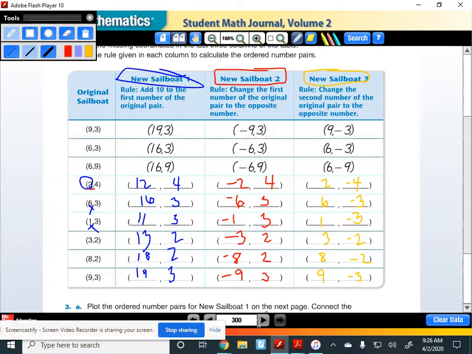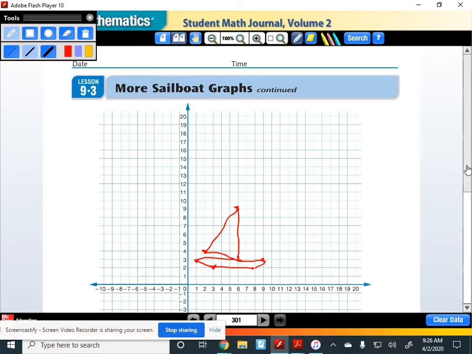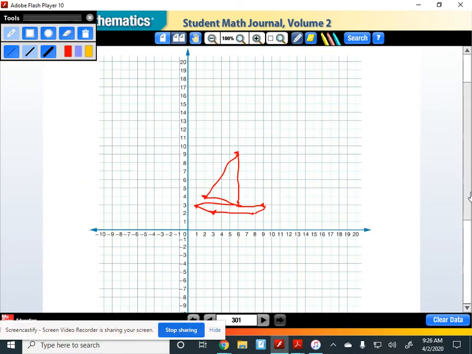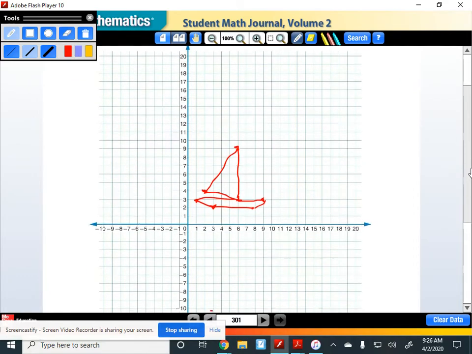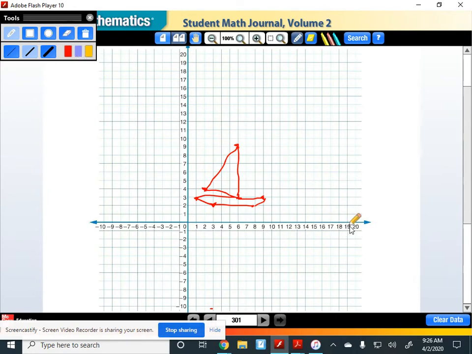So we're going to take all of these x values and add 10. Okay. We started out here at 9, 3. So we're going to go to 19, 3. Then next it was 6, 3, so that would be 16, 3. 16, 9.